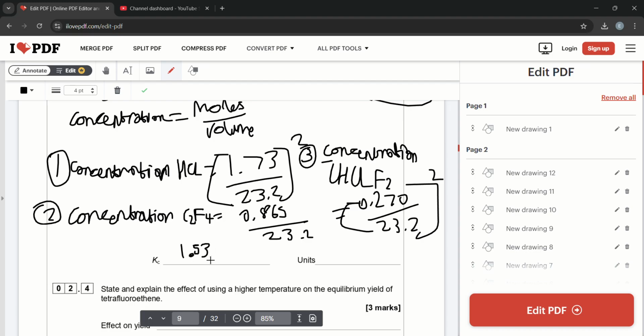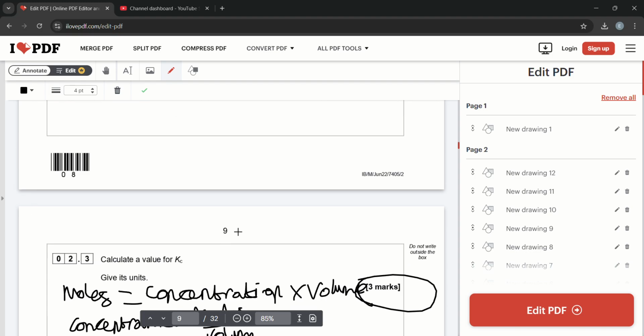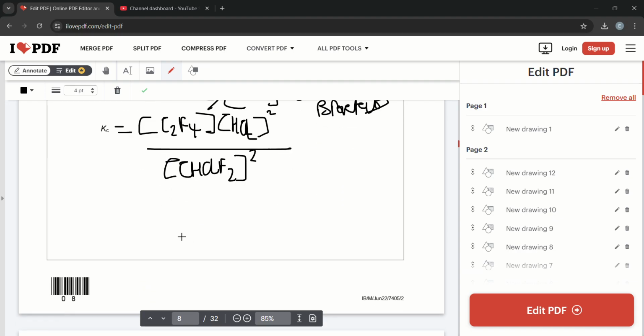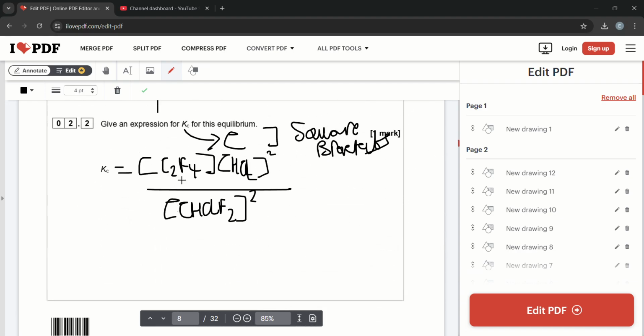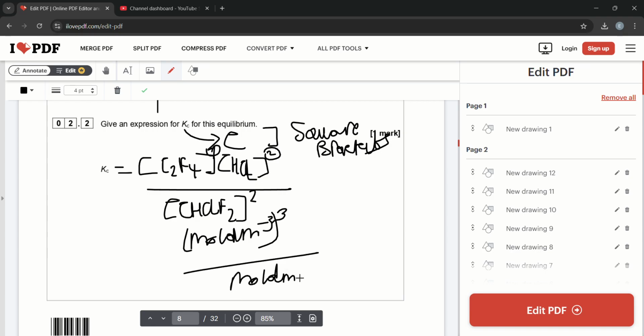So, once we substitute the values in, we get Kc is equal to 1.53, and the units, I will go through the units. Well, if you think about it, we know we're working with mol per dm^-3. So in the products, it's going to be mol per dm^-3 to power 3 because we've got 2 and 1. So mol per dm^-3 to power 3 over mol per dm^-3 squared.